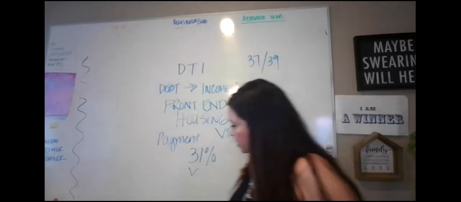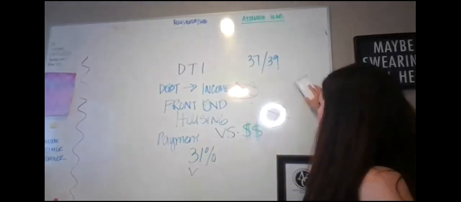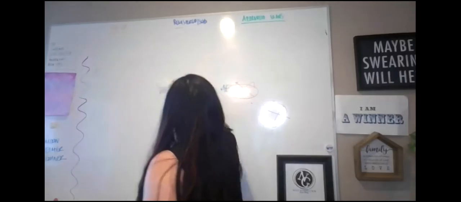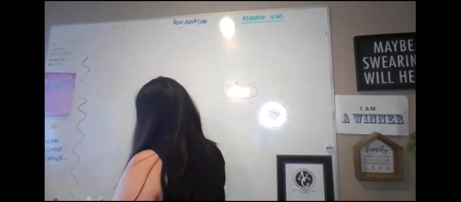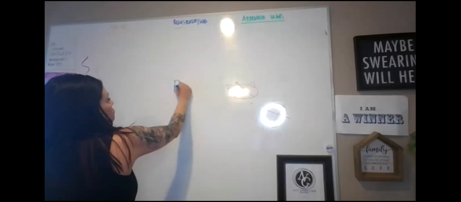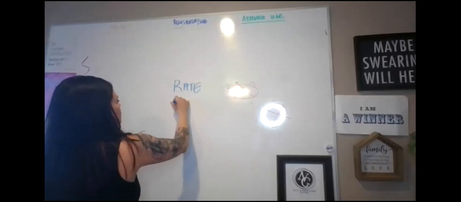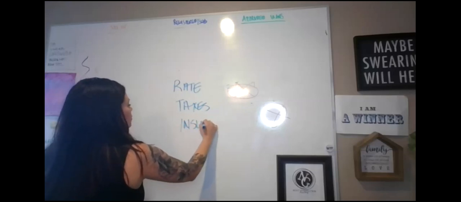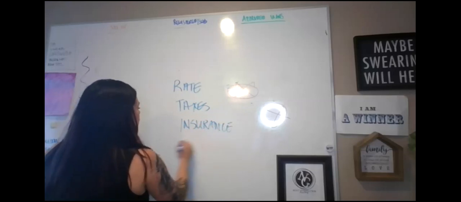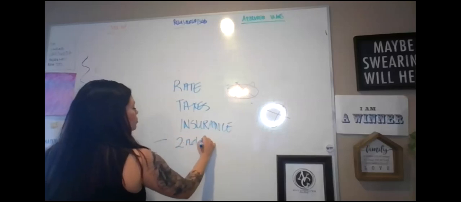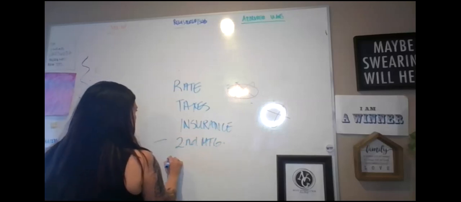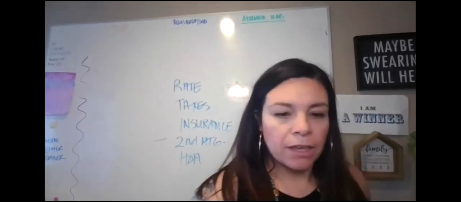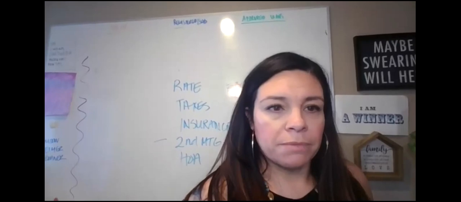Now, what are the things that contribute to front end housing? Your rate, taxes, insurance. If you have a second mortgage, and HOA. I'm going to double check myself here and make sure I'm not missing anything else.